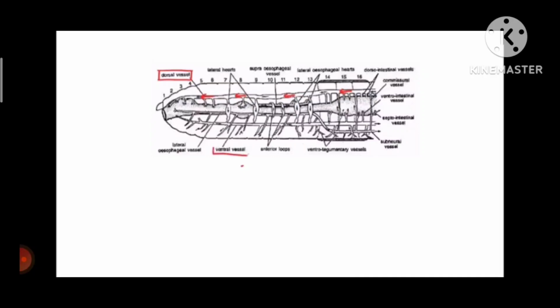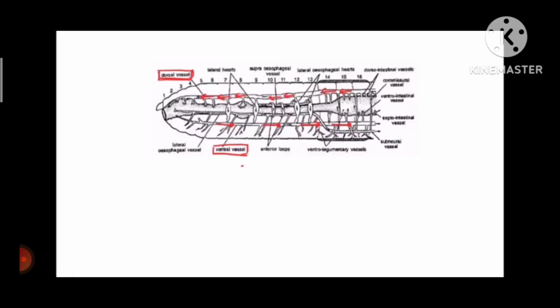Next important blood vessel is ventral vessel. Ventral vessel is ventral to the gut, like dorsal vessel is dorsal to gut. This ventral vessel is single. It is mainly a distributing type of vessel, and the flow of blood is from forward to backward.